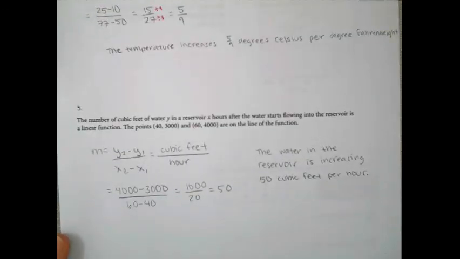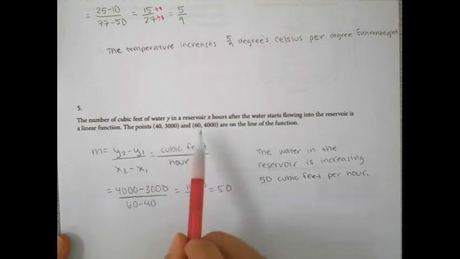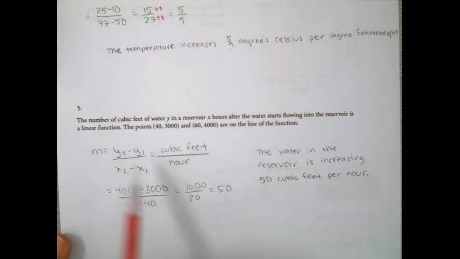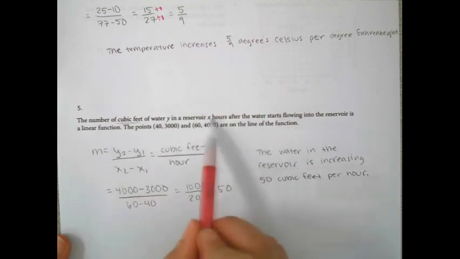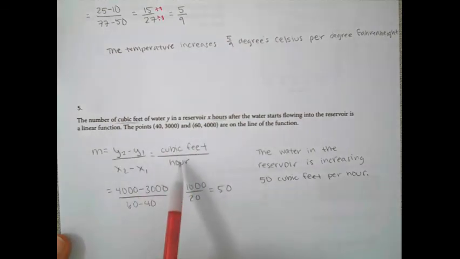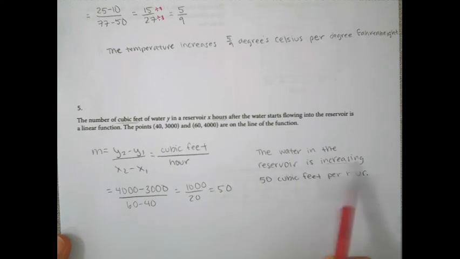Example 5. The number of cubic feet of water y in a reservoir x hours after the water starts flowing into the reservoir is a linear function. It gives us these 2 points, and it says it's on the line. So we have, again, our slope formula. The unit of our y variable is cubic feet. The unit of our x variable is hours. So y over x, cubic feet per hour. We perform the slope formula and we get 50, which is a positive number. So it tells us the water in the reservoir is increasing, because it's positive, 50 cubic feet per hour.